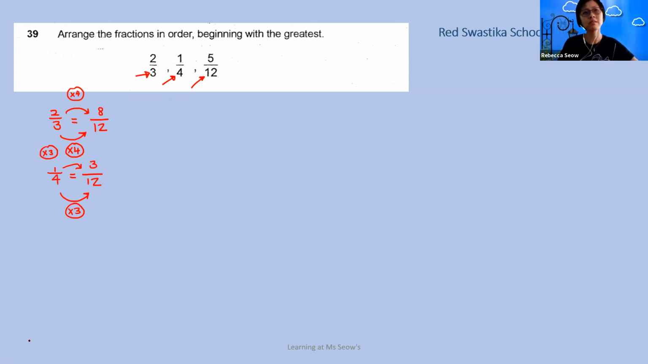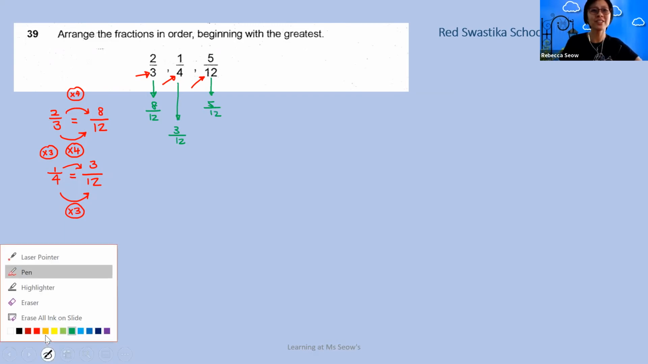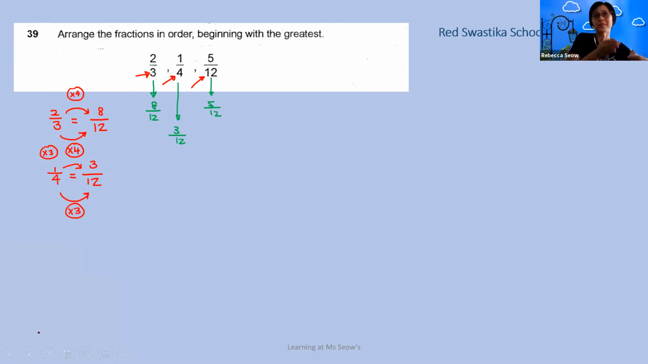Now let me use another color. Now we have 2/3 also known as 8 out of 12, 1/4 also known as 3 out of 12, and 5/12 remains as 5/12. Could we easily arrange them in order beginning with the greatest now? Greatest would mean that the numerator is greatest, right? Yes. So this comes first, 8 out of 12, followed by 5 out of 12 parts, and 3 out of 12 parts.